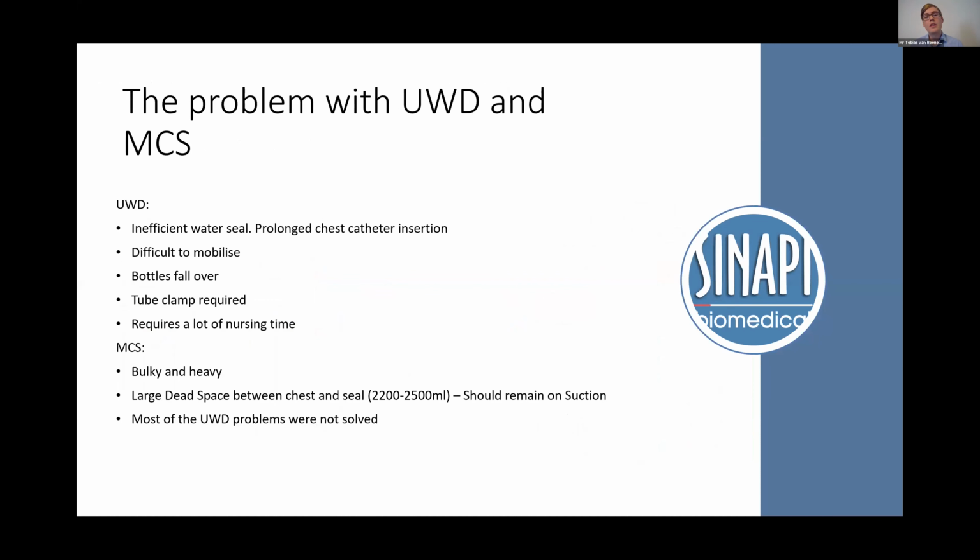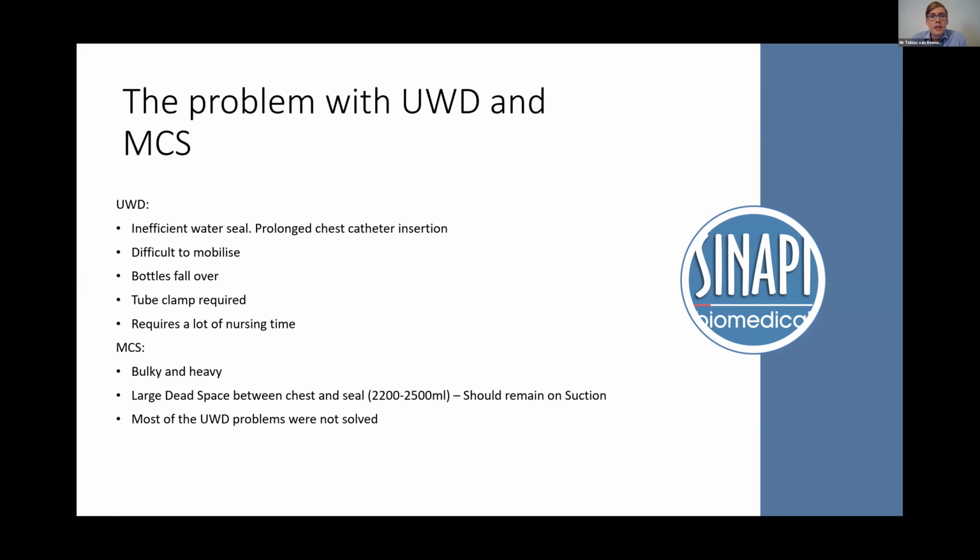So the problem with underwater drain or single chamber systems and multi-chamber systems: with underwater drain, inefficient water seals. There are a lot of clinical studies that show mechanical flutter valves are more efficient in drainage than water seal systems. When I refer to clinical studies in this presentation and you're interested to know more, please contact me afterwards and I'm happy to send the clinical studies that I'm referring to. With a water seal system, obviously because it's inefficient, it prolongs the chest catheter insertion, which is a major problem. And also the swinging of the water actually decreases the efficiency as well.